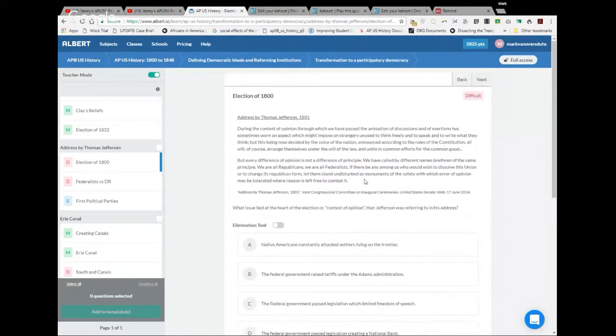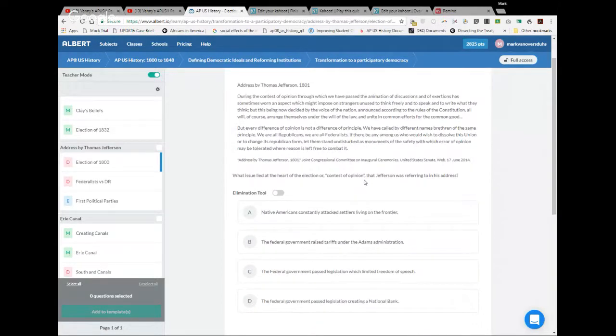So during the contest of opinion through which we have passed, the animation of discussions and exertions has sometimes worn an aspect which might impose on strangers unused to think freely and to speak and to write what they think. This now being decided by the voice of the nation, announced according to the rules of the Constitution, all will, of course, arrange themselves under the will of the law and unite in common efforts for the common good. So we know that this is Jefferson's first inaugural, which is awesome. And let's take a look at the questions.